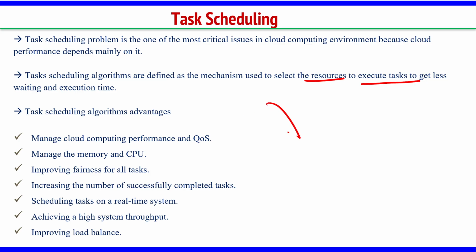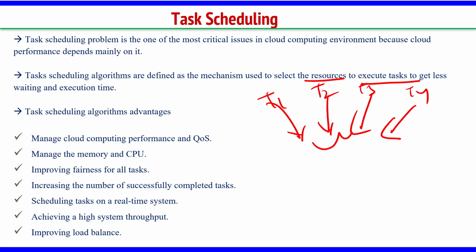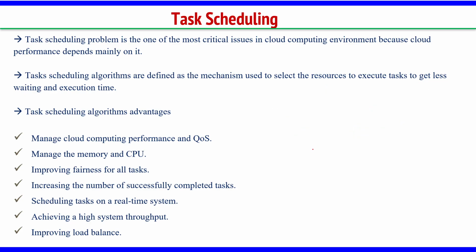So, when tasks are coming in, how should I allocate the resources? This is T1, this is T2, T3 and T4. Which one should I allocate resources to first? If you have some scheduling mechanism, then you can achieve very good execution time. It means very little execution time and very little waiting time also. This is very similar to the concept of scheduling algorithms in operating systems.